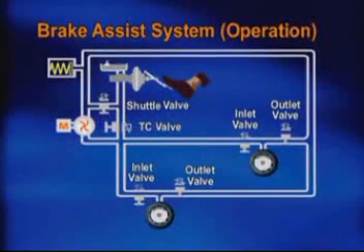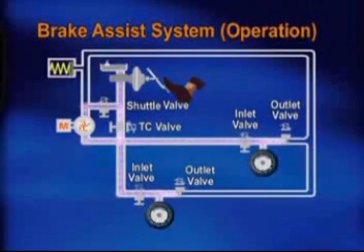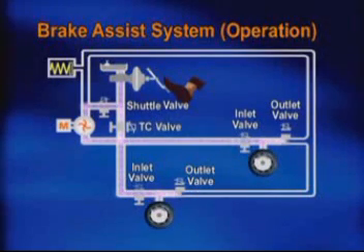When the BAS control logic recognizes that there's an emergency braking situation, the shuttle valve is opened and the TCS valve is closed. The ESP pump starts up and increases the braking pressure in a split second to a pressure level above the current driver-applied level. The ABS then keeps the individual wheels from locking up.